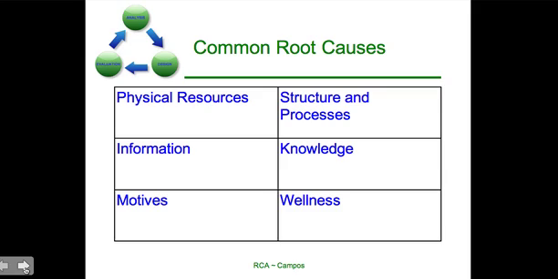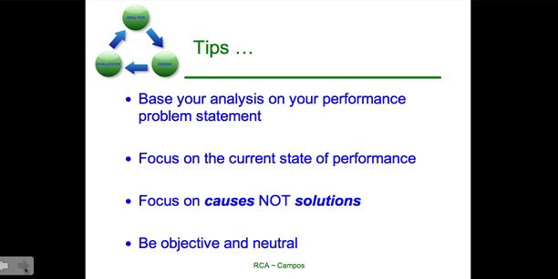It simply means that when you go forward and start asking your client and doing some research around why does this problem exist, why are we having this performance problem, the types of issues that are going to surface are most commonly going to fit into these 6 categories. So keep that in mind as you conduct your root cause analysis.